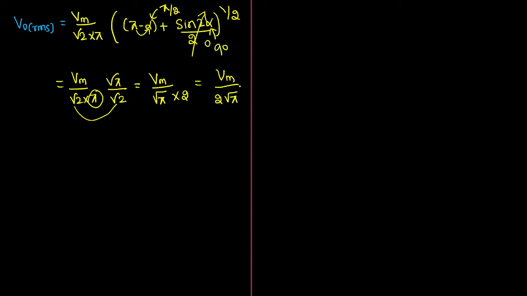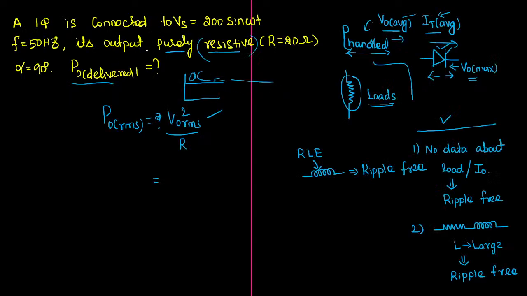What is the value of Vm now? Do you know the value of the maximum expected voltage? Let's see. I haven't observed the question.